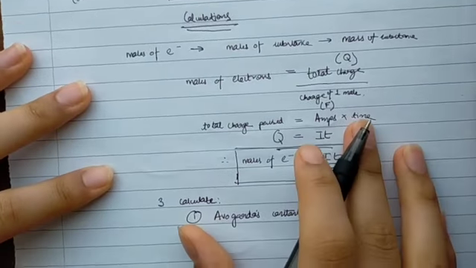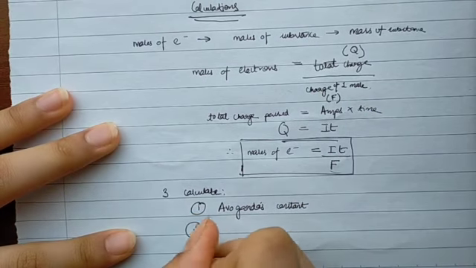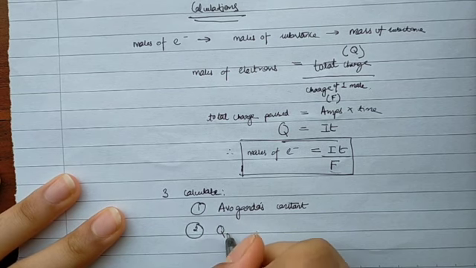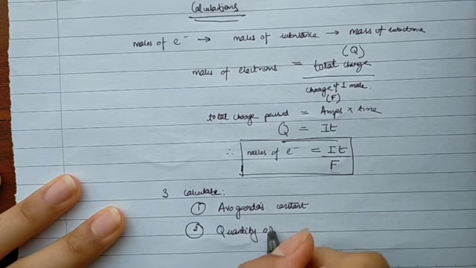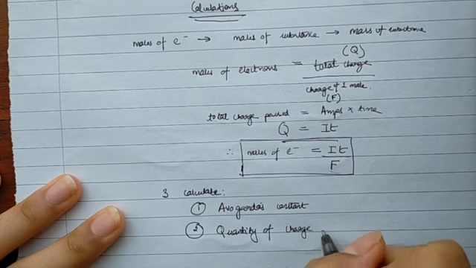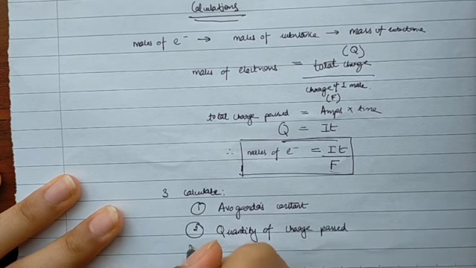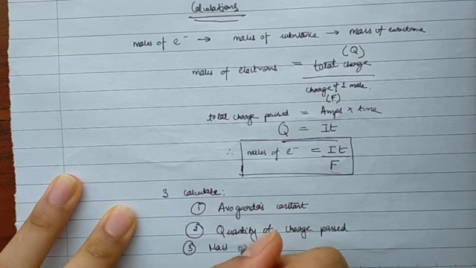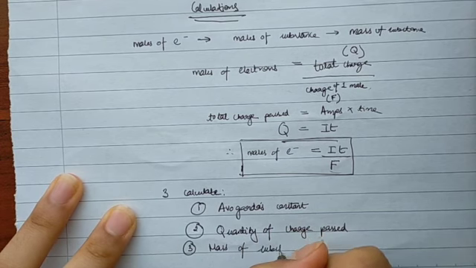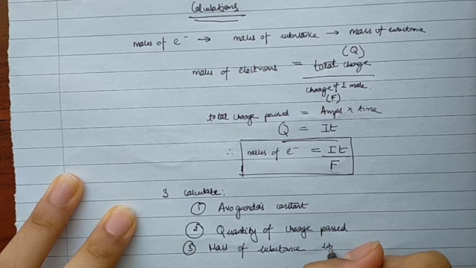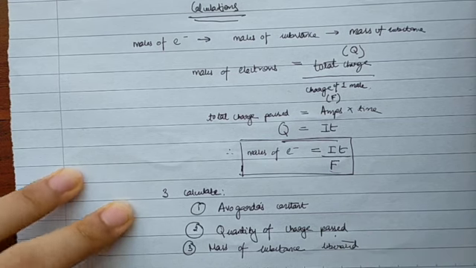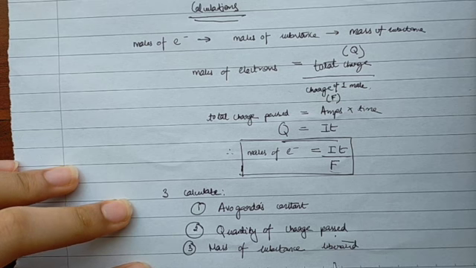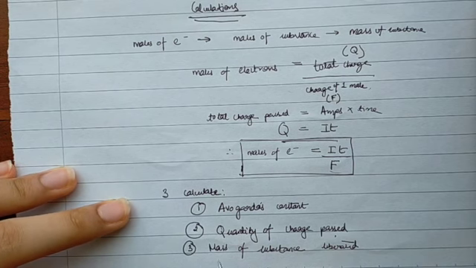So a lot of the times in the exams they ask you to do that. And the second calculation would be the quantity of charge passed. And the third thing they can ask you is mass of substance liberated. So this can be a solid or a gas. If it's a gas, then we will look at the constant 24,000, which is the ideal gas constant.